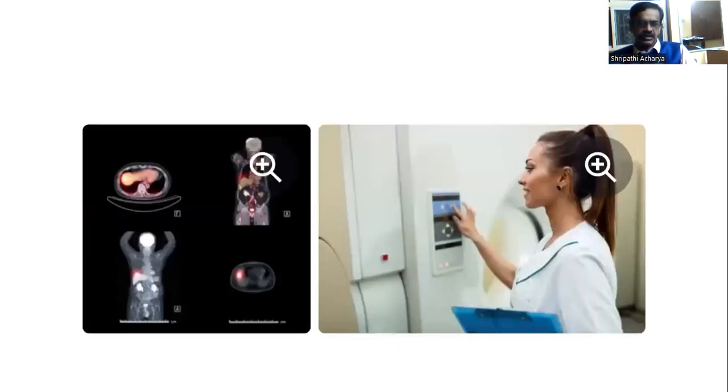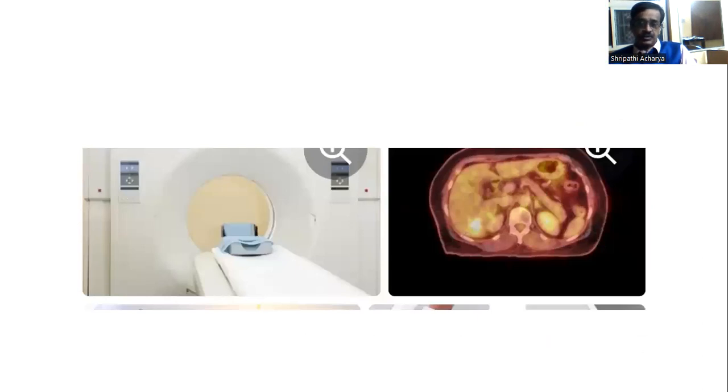You can see here on the left side there are scan pictures, slice tomographic pictures, and on the frontal plane. On the right side you can see the machine and how to operate it. In this slide, on the left side there is the PET machine, and on the right side slice-wise pictures are taken of the body organs, body parts.